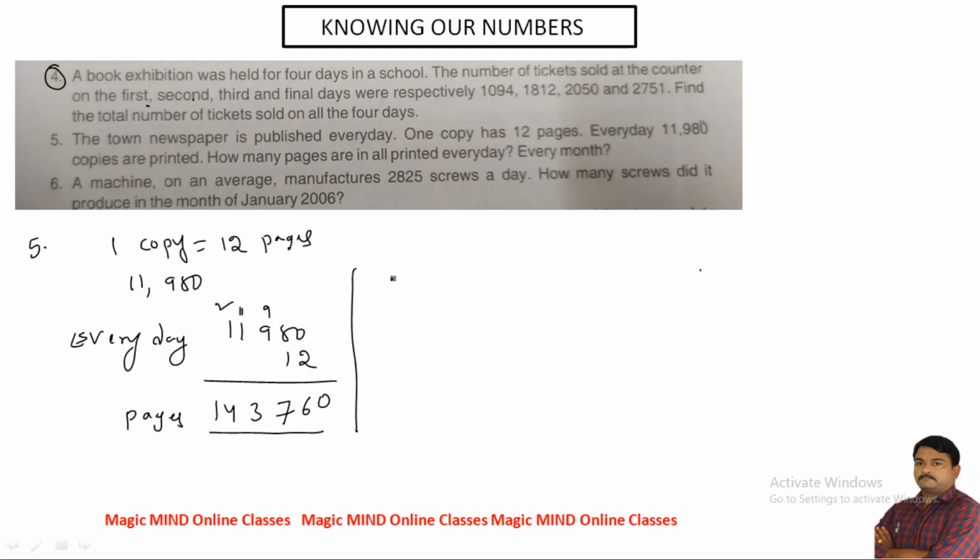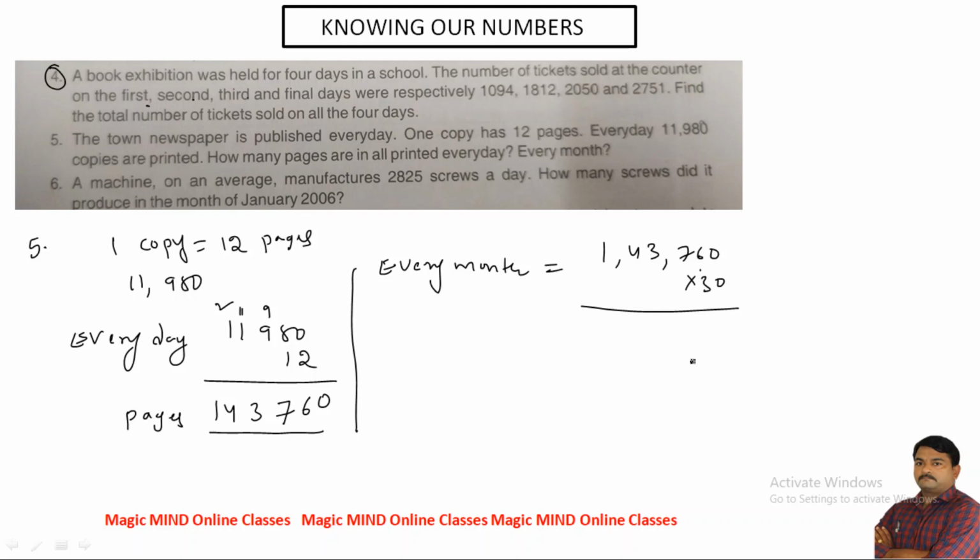Now let's see. Every month we have to find. Every month means 1 month. In a particular month, how many pages? 143760, that is 1,43,760. Usually, how many days will a month be taken to have? 30 days. Unless he mentions otherwise, for example specifically February, January, October or November, we take accordingly. Since nothing is mentioned, we usually take 30 days for every month. So here 1,43,760 multiplied by 30 days gives the answer.